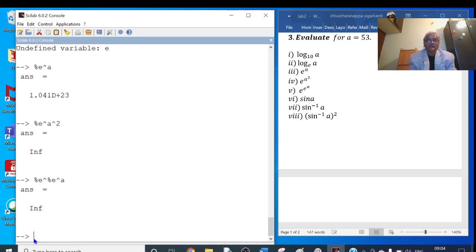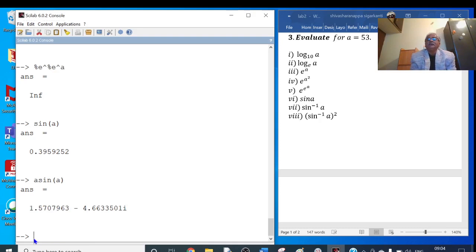Sin A. In Scilab, the sin command is sin itself. Within bracket we have to write sin of A. Enter, 0.39 something. Sin inverse of A. For inverse function, I have to write this as asin. Tan, cot, any trigonometric function is there. To get the inverse, I have to put a at the beginning of that function. That's asin, bracket A. So I am getting something here, an imaginary quantity.